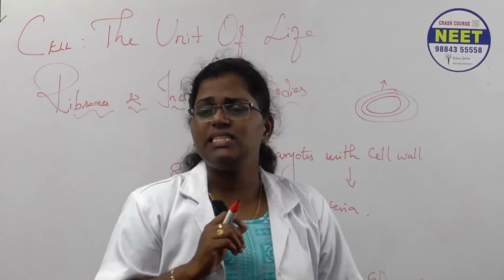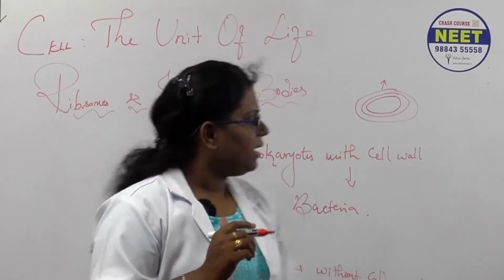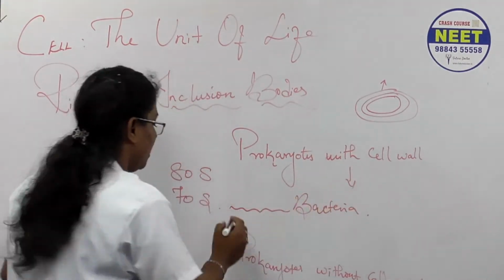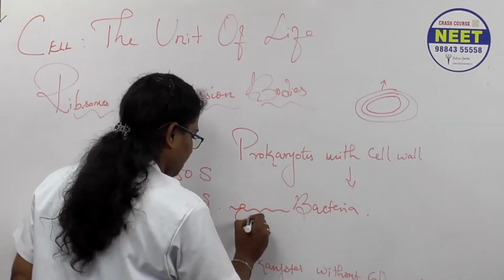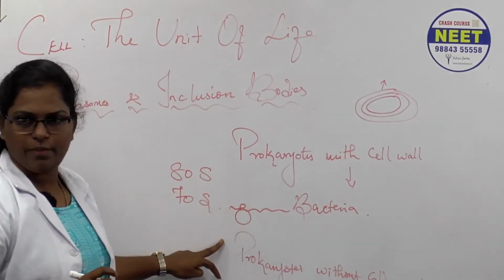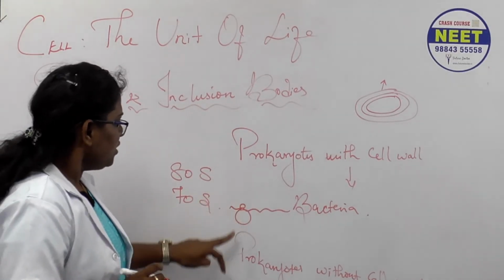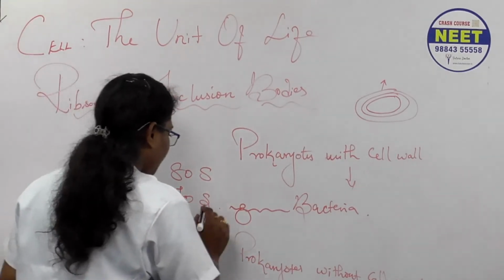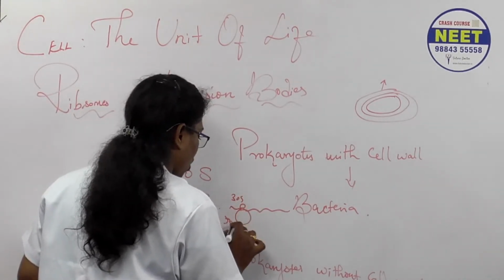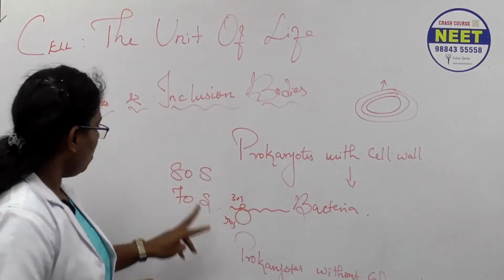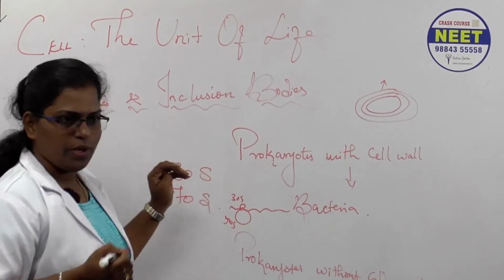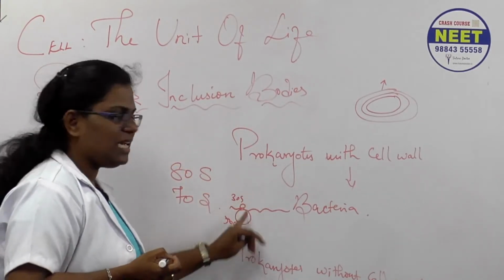So what is 80 and 70? Ribosomes will be like this, a chain. One will be shorter and one will be bigger. Here it is having a 50 plus 30 combination. So 30S and 50S, altogether 80S. Where prokaryotes have 70S and eukaryotes have 80S, we are going to study. So this is the sedimentation rate.